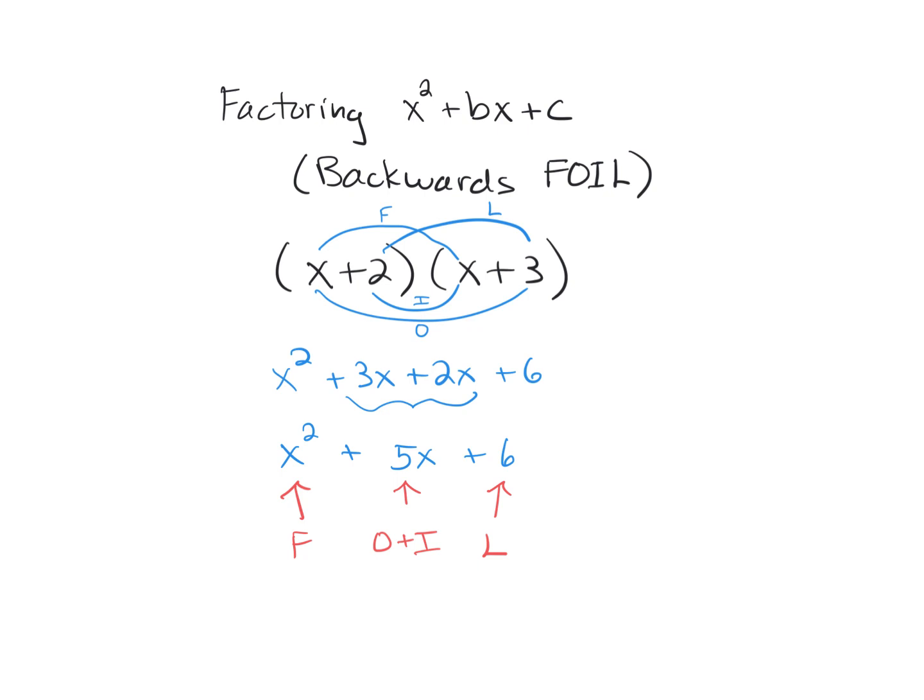So let me use the same problem, and I'm going to write it here as if it's a brand new problem that we're supposed to factor. x squared plus 5x plus 6. And we're going to do backwards FOIL on it. We know that the x squared has to give me x and x, because that's the F of FOIL. And the numbers that I put in these two spots have to multiply to give me 6. But wait a minute, that could be 1 times 6 or 2 times 3.